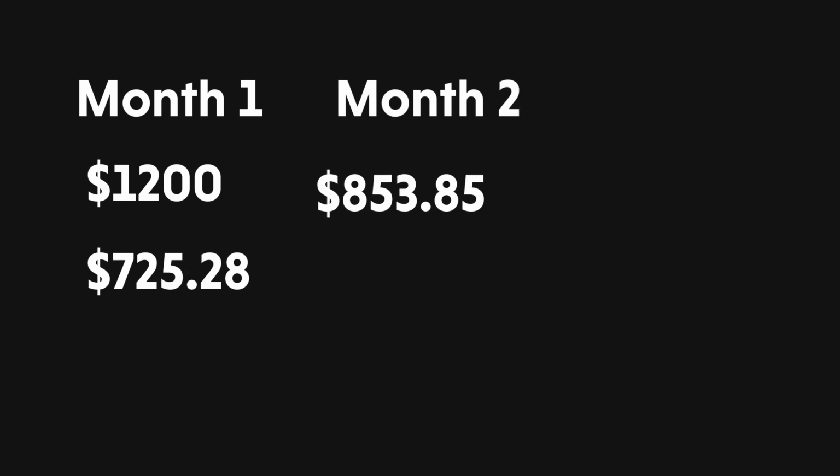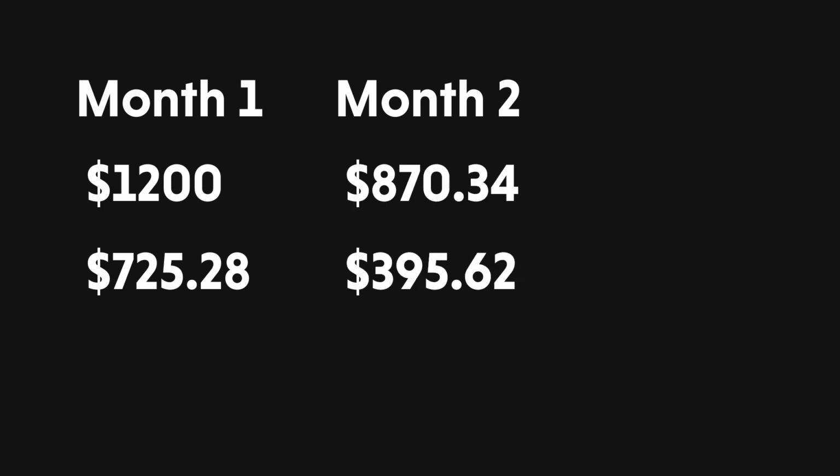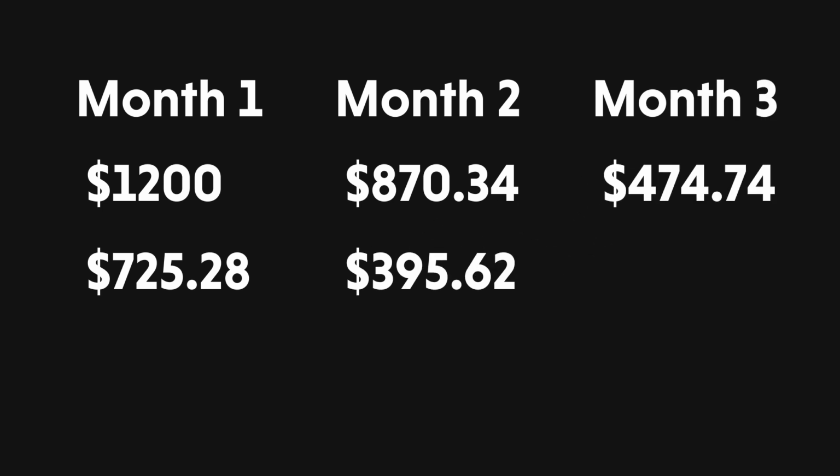Let's see. Month 1, our loan increases to $1,200 and we make our first payment, which leaves us with about $725. Month 2, this money increases by 20% to $870, and our second payment leaves us with a loan of about $395. Our last month, this increases by 20% again, and our last payment reduces this to 2 cents.